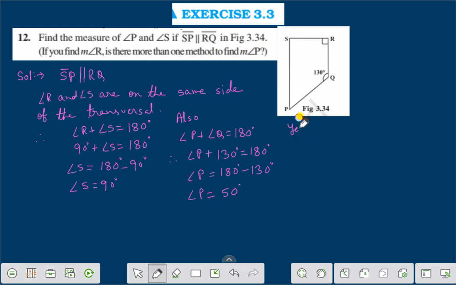Is there, if you find measure of angle R, one method to find measure of angle P? Yes, there is one more method to find angle P. That is, the sum of the angles of a quadrilateral is 360 degree. That is angle S plus angle R plus angle Q plus angle P is equal to 360 degree.